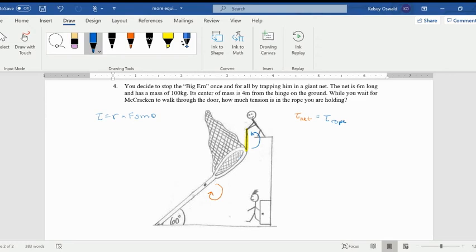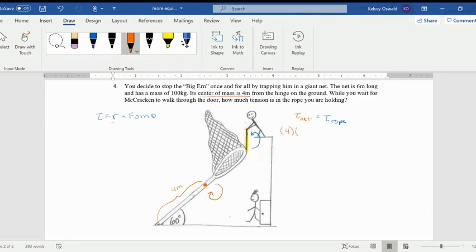So if we look at our net, remember, here the hinge is not at the center of our net, so that net on its own would want to rotate clockwise. That's why we want to look at the torque of the net here, because the hinge is not at the center. So when we look at the radius for the net, we want to see how far away the center is from that hinge. How far off balance is that net? It tells us that the center of mass of the net is 4 meters from the hinge. So our radius for the net is going to be 4 meters.